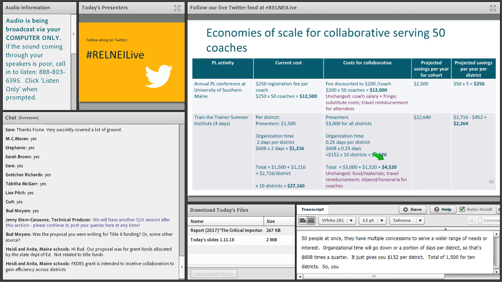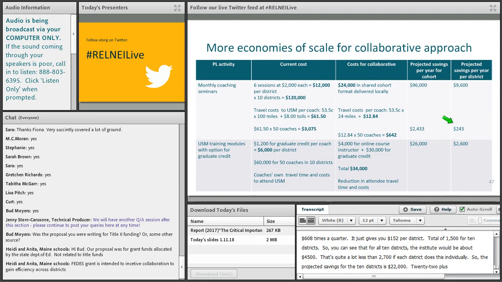So you can see that for all 10 districts, the institute would be about $4,500. That's quite a lot less than the $27,000 if each district does this individually. So the projected savings for the 10 districts is $22,640. Divide that by 10, that gives you the savings per district.